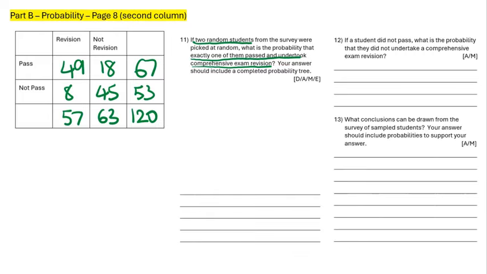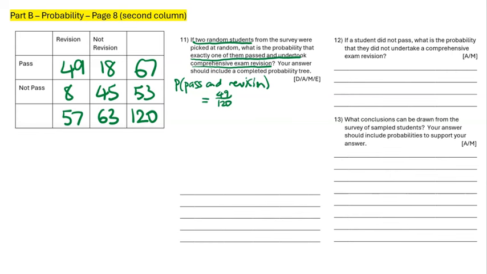So this question is going to be quite tricky. The first thing we need to do is let's ignore this 2-student part of the question. Let's just focus on finding the probability of someone passing and undertaking a comprehensive exam revision. So that's the first part. So we're going to find the probability of passing and revision. And I'm going to go to my table to get those numbers there. So passing and revision, that's going to be those 49 there, right? So that's going to be 49 out of 120 people from the survey were going to be a pass and revision.